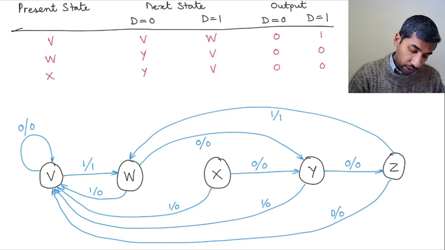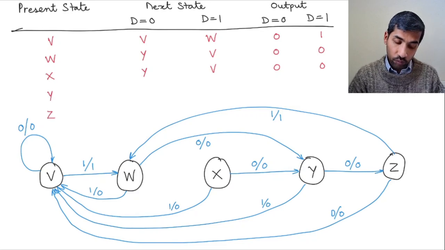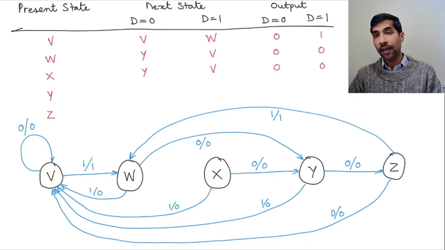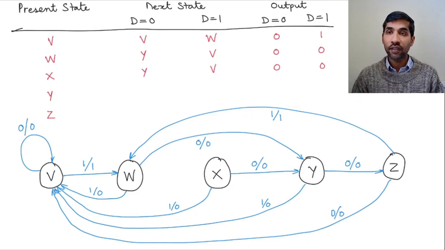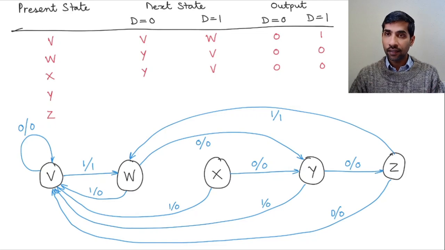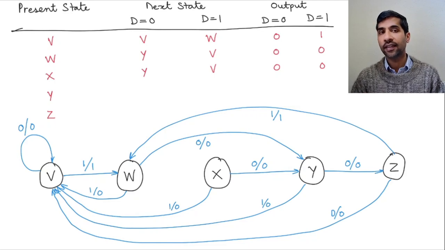And I'll let you finish up the table for y and z as well. Okay, so if the present state is y and if the present state is z, then what happens to the state transitions? I'll let you finish it as an exercise, and I'll put the solutions below the video if you want to just check it. Let's continue this problem in the next video, where we'll just look at this state table and make some deductions.